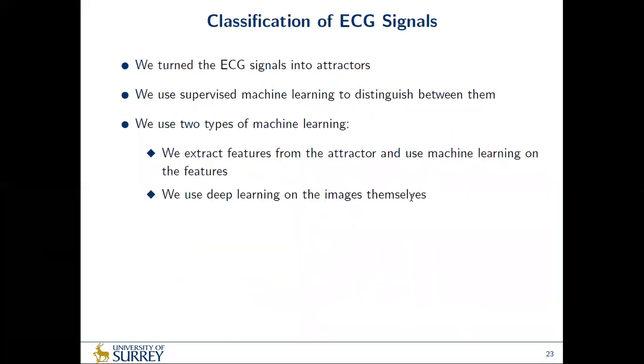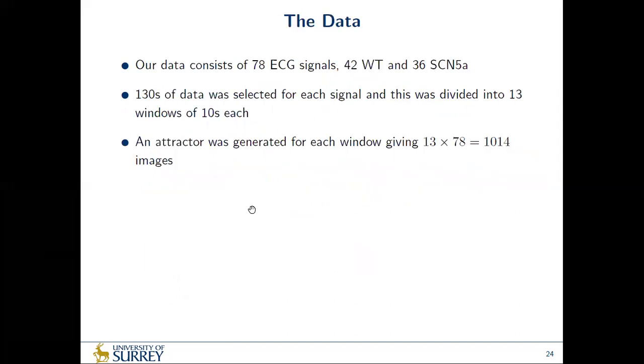So our approach is to turn ECG signals into attractors, and we're going to use supervised machine learning to distinguish between them. We're going to do two types of machine learning. We're going to manually extract features from the attractor and use machine learning on those, or alternatively, we give the images to a deep learning approach, a deep neural network, to see how well that does.